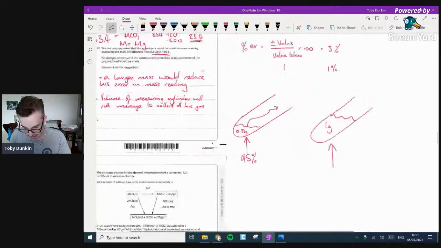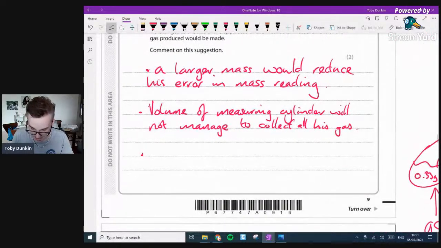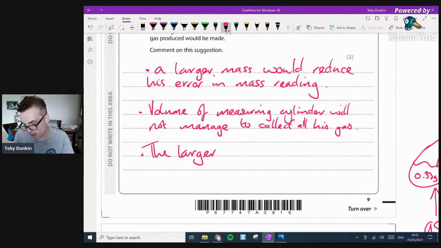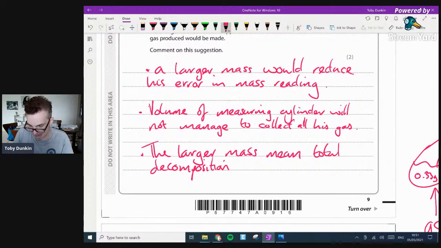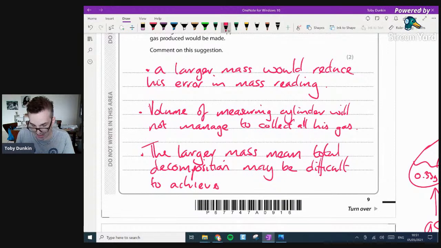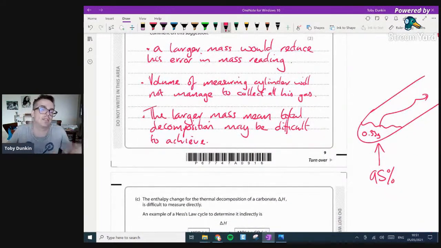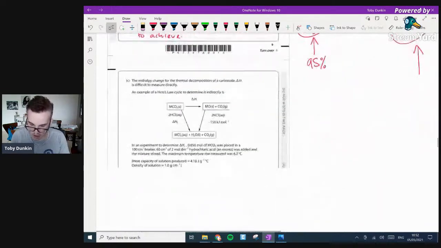A gram is a lot, guys. It really is. So my third one, I would say, is the larger mass means total decomposition may be difficult to achieve. I would say you can do it. You just have to continually heat and reweigh it until the mass stops changing. But you don't want to break it up. You'd be mixing it. It'd be a nightmare. Practically, it'd be much harder.